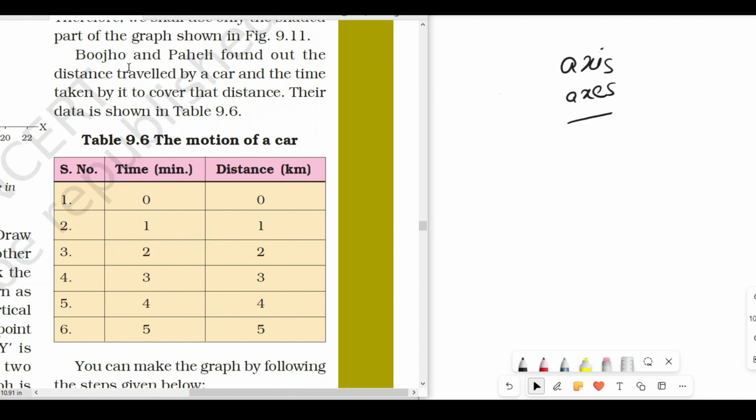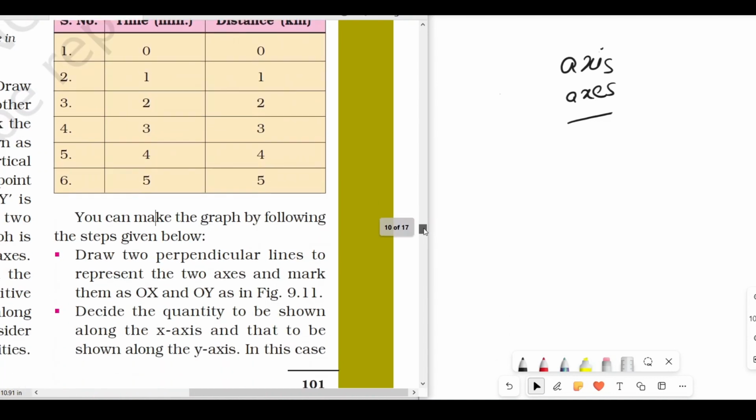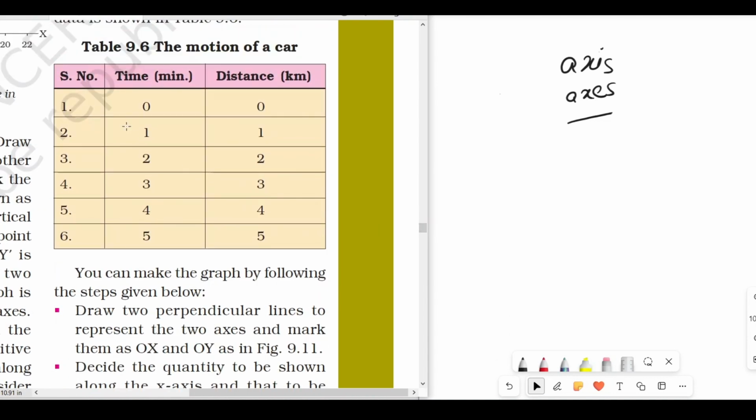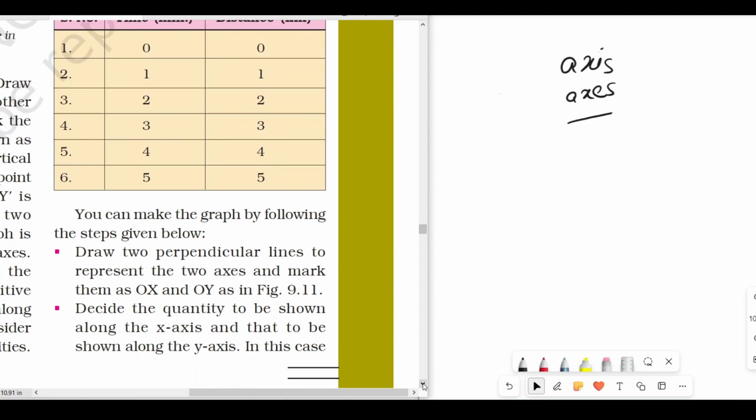And then let's begin with what was happening in the previous example. Bujo and Paheli found out the distance traveled by a car and the time taken by it to cover that distance. The data is shown in table 9.6. So let's take another example here. Bujo and Paheli have seen a car, and the distance traveled by the car is 0 kilometers in 0 minutes, 1 kilometer in 1 minute, 2 kilometers in 2 minutes, 3 kilometers in 3 minutes, 4 kilometers in 4 minutes, and 5 kilometers in 5 minutes.